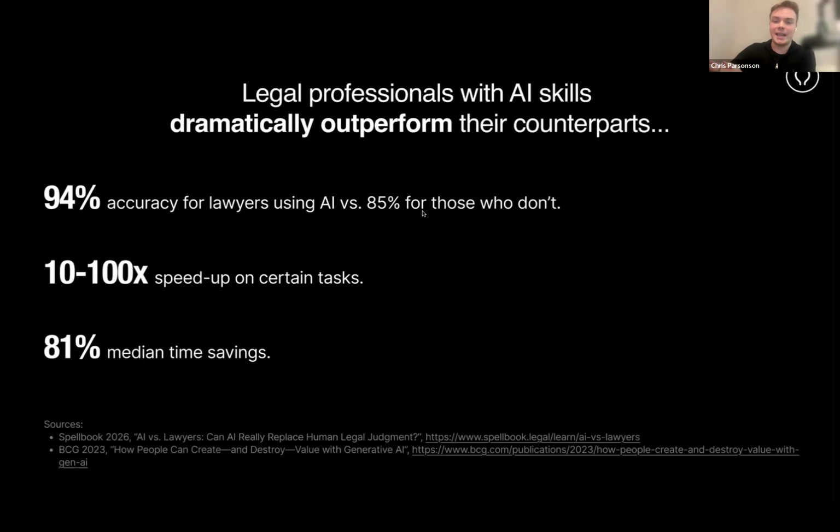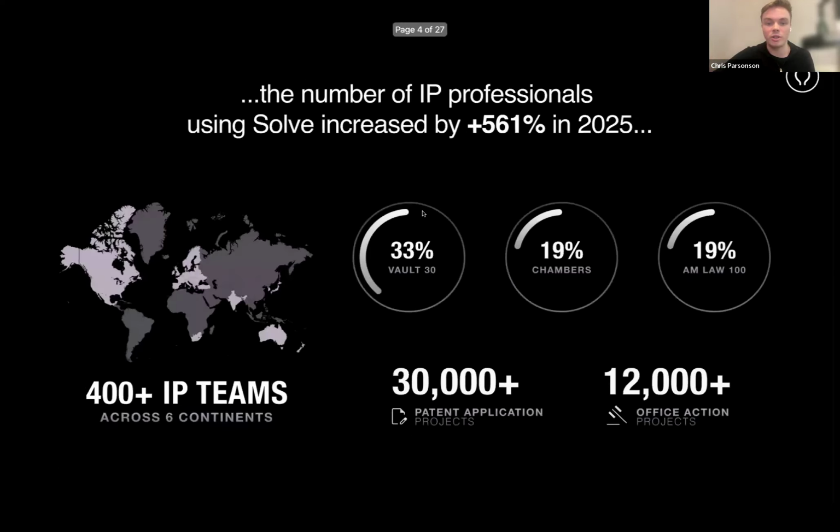What we're seeing today is that legal professionals that are using AI are dramatically outperforming their counterparts that are not. There was a recent study with BCG and Spellbook showing that it's not just efficiency gains, but also quality gains. In this test, they found that lawyers using AI scored 94% accuracy versus 85% for those who didn't. They were seeing 10 to 100x or even greater speed ups on certain tasks. And across all the tasks that they set lawyers doing, they saw 81% median time saving. So AI is already enabling lawyers to provide very efficient, but also high quality service.